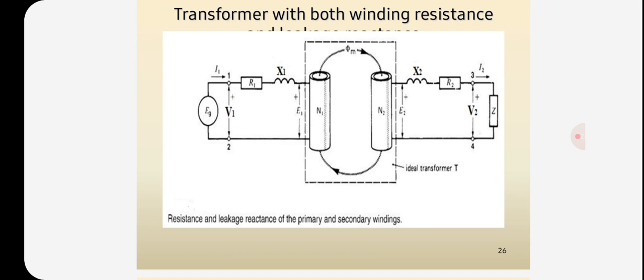In this, the resistance and leakage reactances of the primary and secondary windings are shown. The primary side has R1 and X1, and it has the current I1, voltage V1, and E1 EMF, and N1 is the number of turns. The maximum flux is common in both windings. The secondary winding has N2 number of turns, E2 mutual induced EMF, X2 reactance and R2 resistance. It has the I2 current, the load Z, and also the V2 voltage.